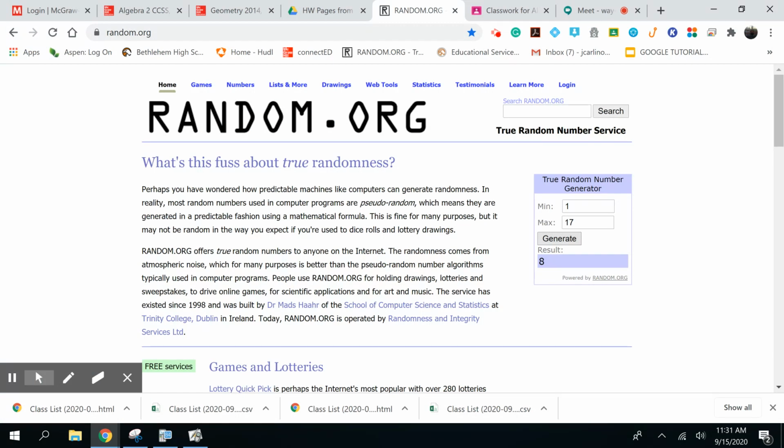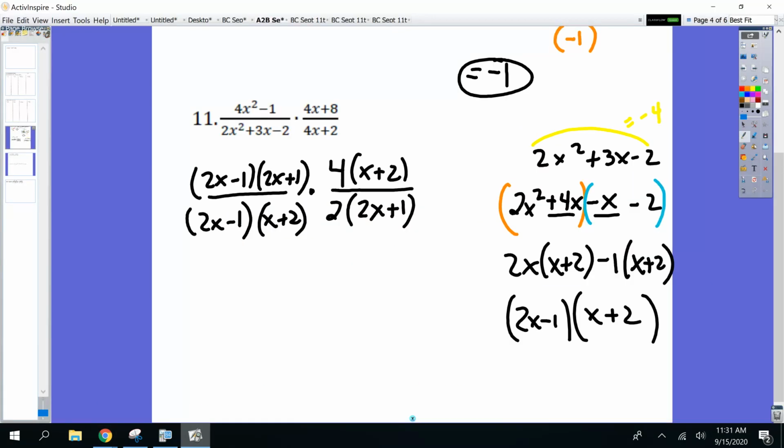Colin, you ready? Okay, Colin's going to let us know what we can cross out. Go ahead. You can do 2x plus 1 on the bottom right and the top left. Okay, so everyone ready? 2x plus 1s are gone. And you can do x plus 2 in the top right and the bottom left. x plus 2s are gone. Everybody good? And anything else?